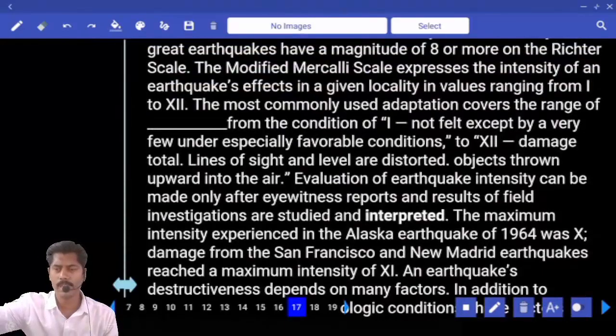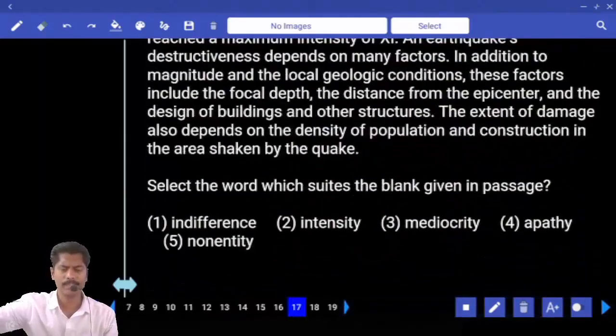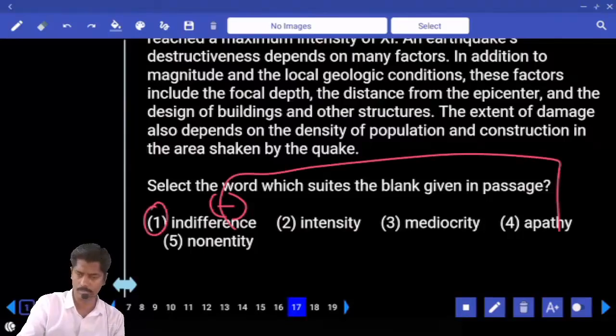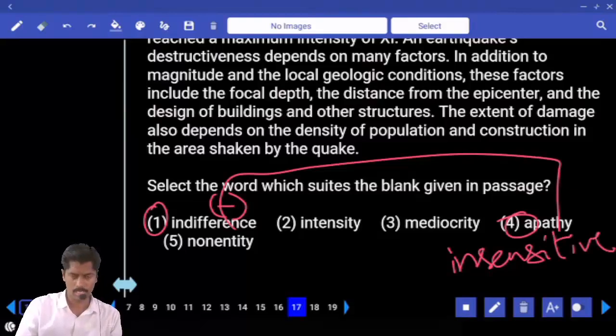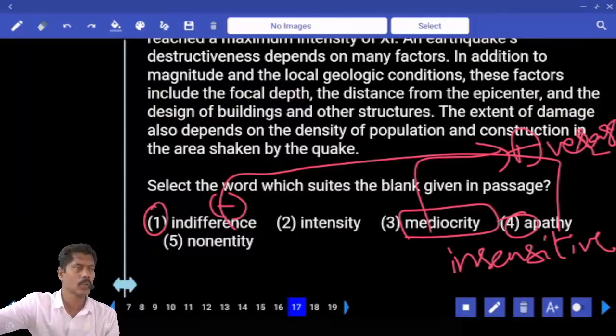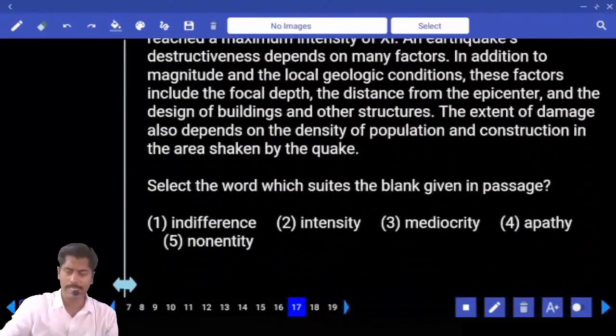The most commonly used adaptation covers the range of dash from the condition. Indifference, negative meaning. Indifference, apathy, same meaning, which means insensitive. Intensity, okay. Mediocre is nothing but average. In between. Non-entity means non-existing. So what should come in the blank? The most commonly used adaptation covers the range of intensity.